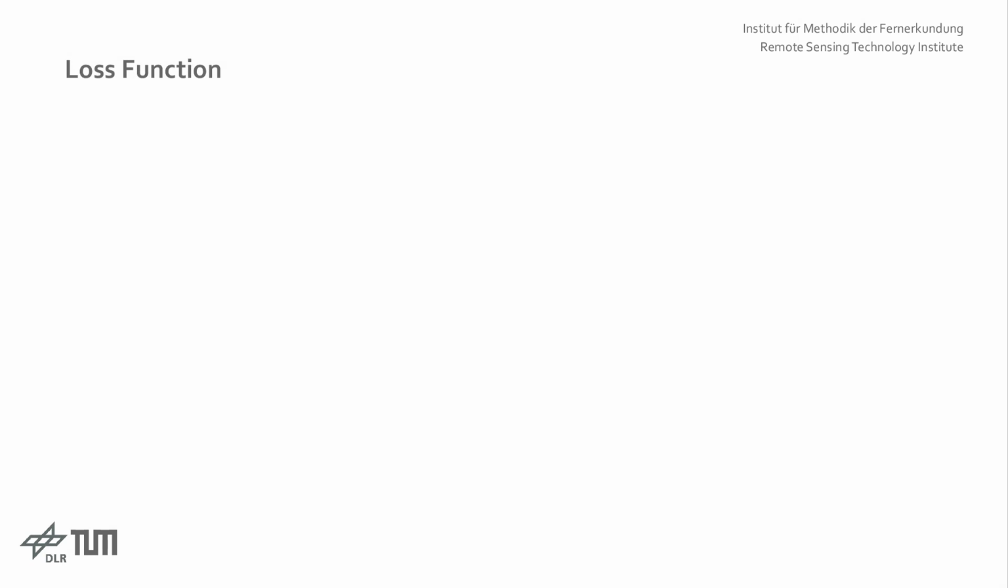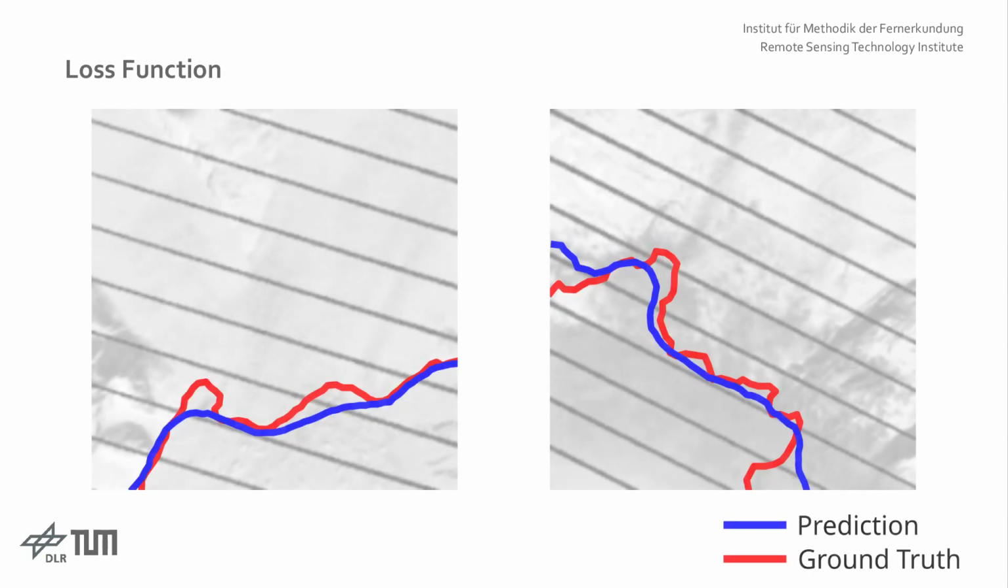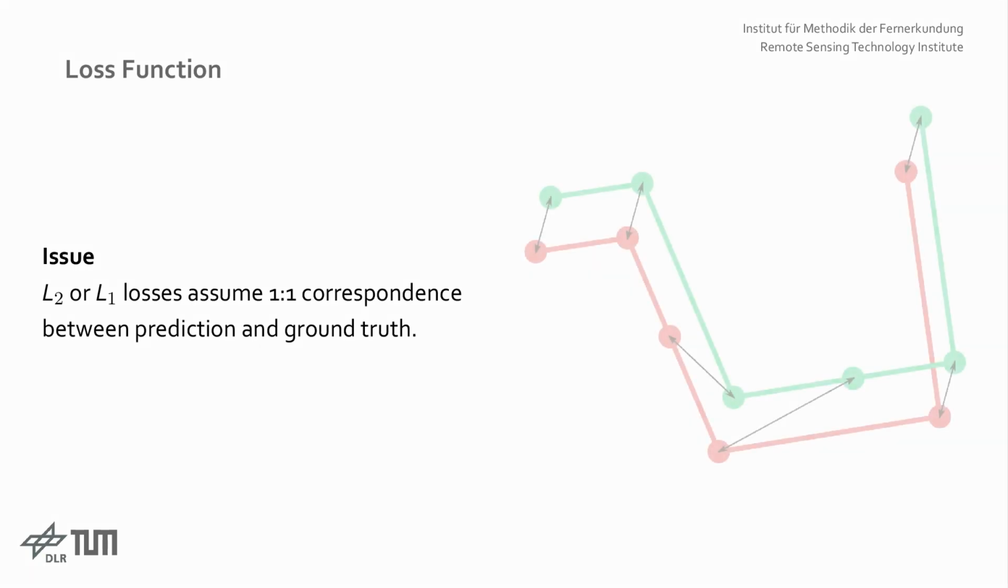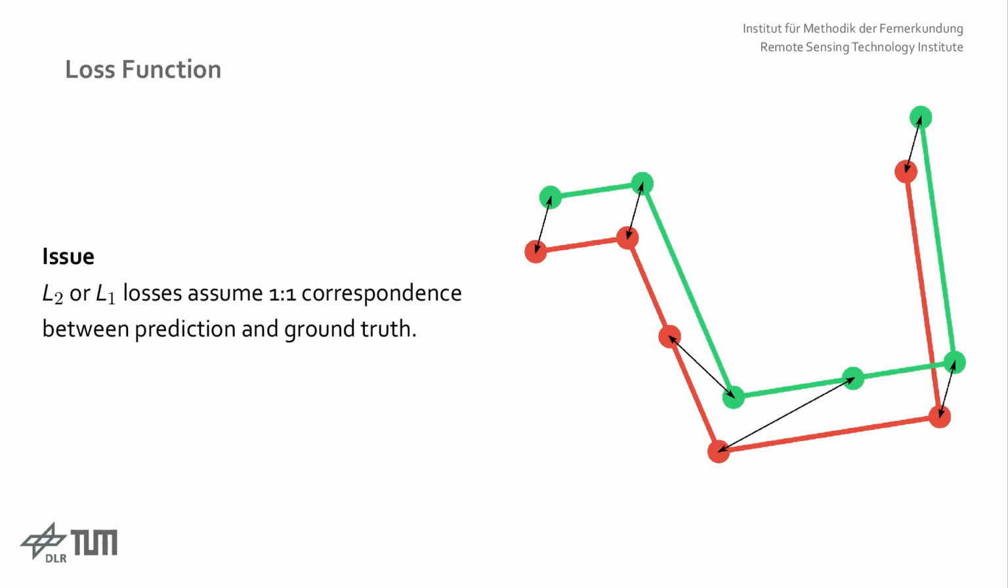In our first experiments, we quickly noticed that this approach had great potential, but for some reason the predictions looked oversmoothed. Upon closer inspection, it turned out that this was due to the classic L2 loss function that we were using. The issue here is that this loss function assumes a 1-to-1 correspondence between the predicted vertices and the ground truth vertices. However, the vertices can be shifted but still represent the right curve, as you can see in the schematic here.